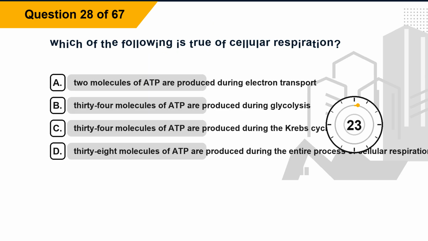Question 28. Which of the following is true of cellular respiration? Option A, 2 molecules of ADP are produced during electron transport.